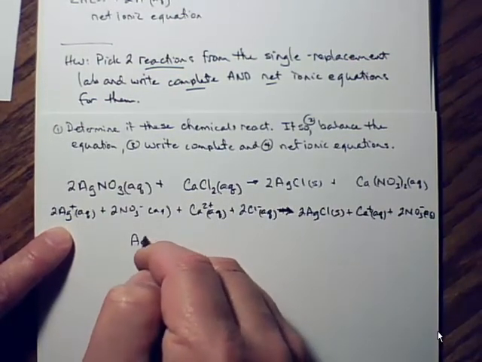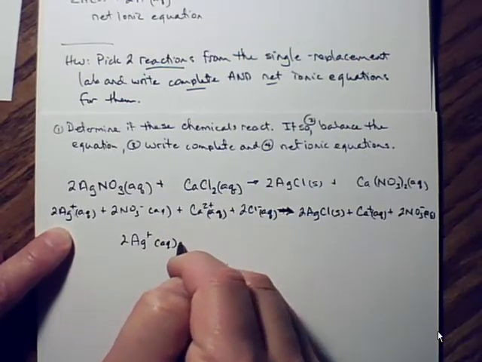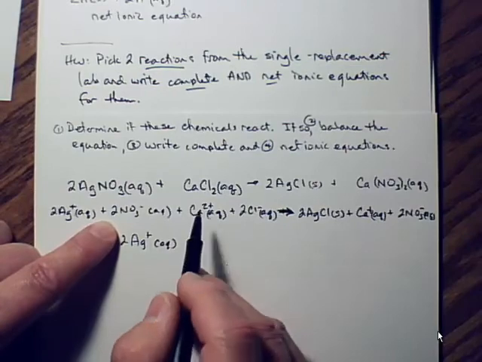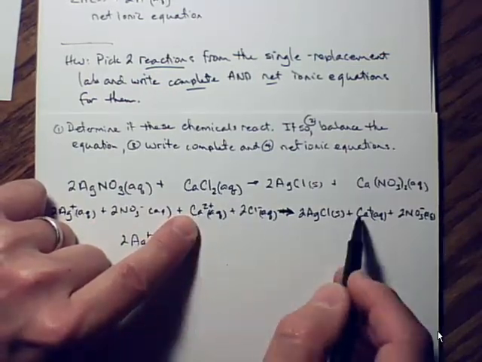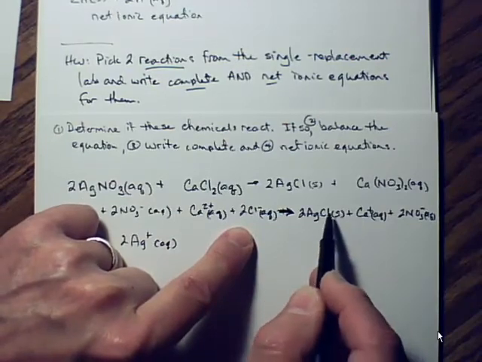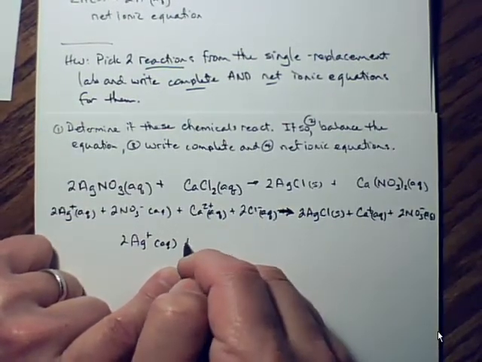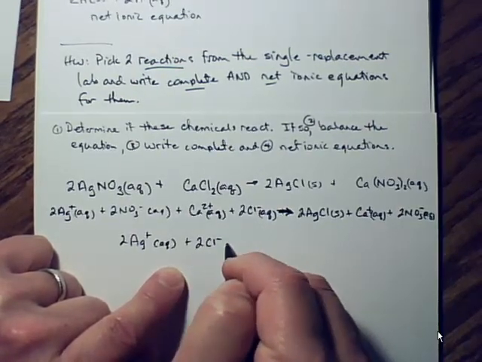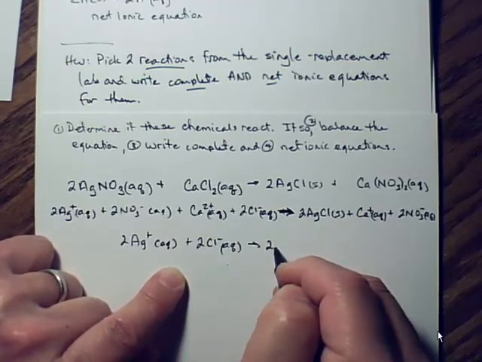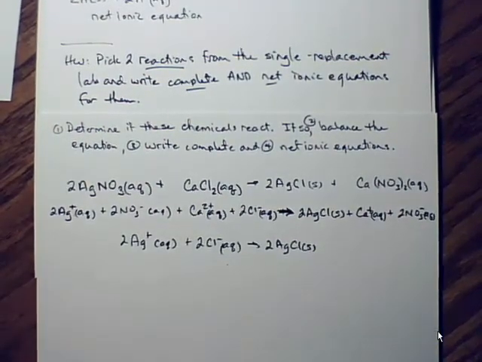Now we're writing the net. The silver changes. The nitrate stays the same. We're not going to write it. The calcium stays the same. We're not going to write it. The chloride is an ion here, but it's a solid in this silver chloride over here, so we're going to keep the silver and the chloride. And the only thing we have on the other side is the 2 silver chlorides. And there's your net ionic equation.